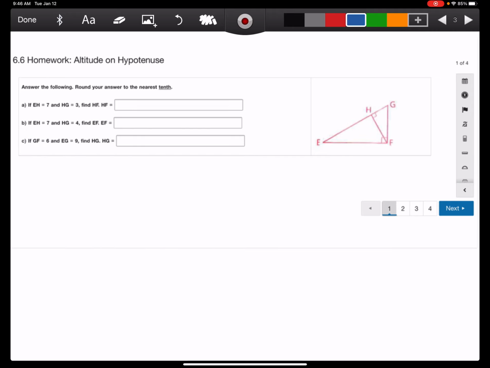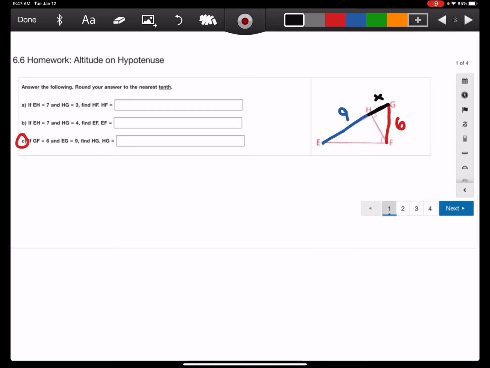Our final one of the day is going to be letter C. It states, if GF is 6 and EG is 9, we want to find HG. So this little section in here, we'll call that X for now.